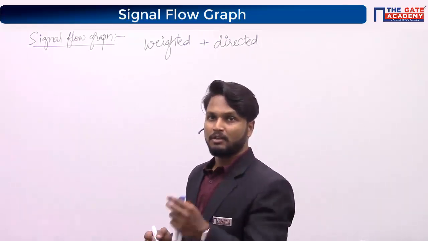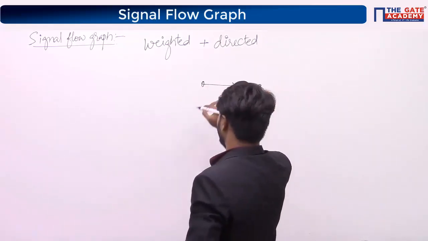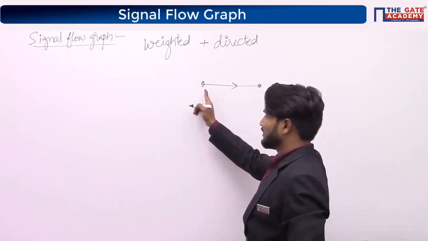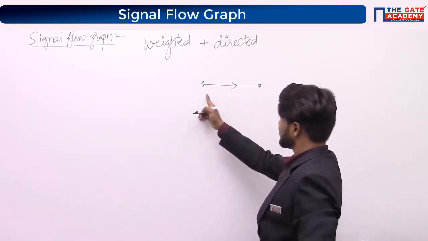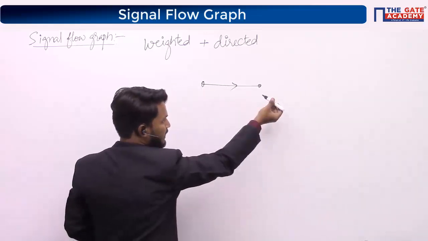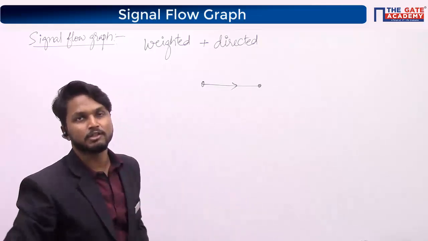So if we indicate a branch like this, it means the signal is traveling from this direction to this direction only. Signal is always traveling in this direction only. It can never travel in this direction. So it has a specific direction.